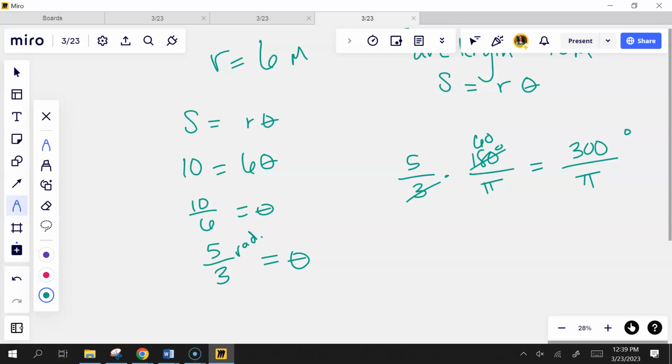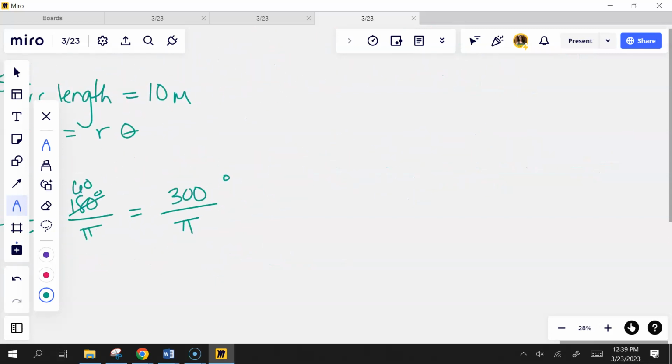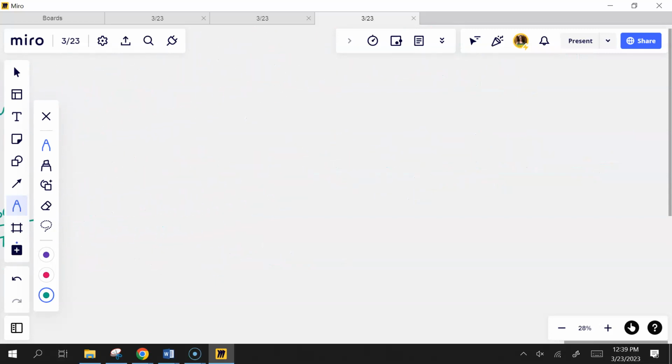Let's do a word problem with this. No, oh, I hate words. No, I'm not in English right now.